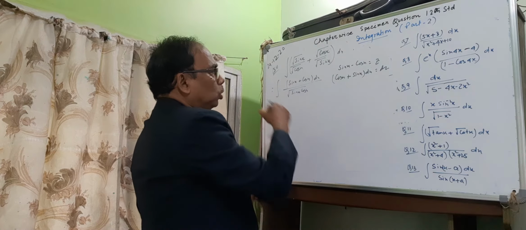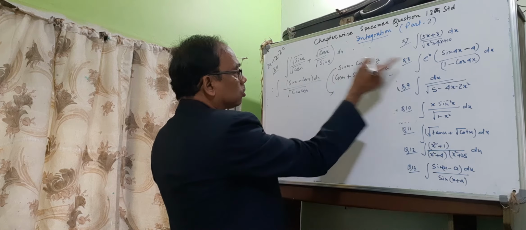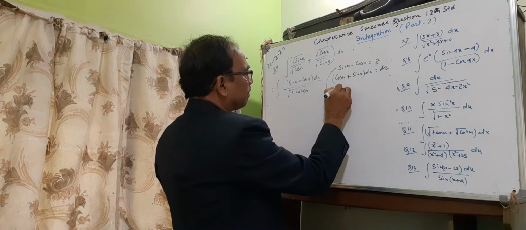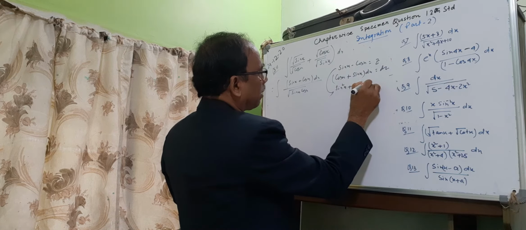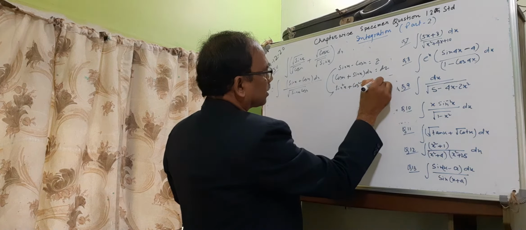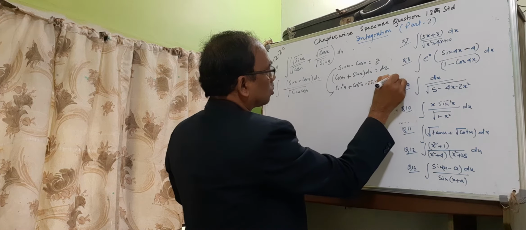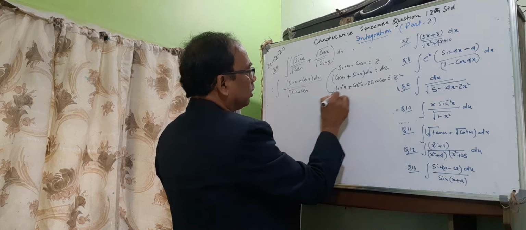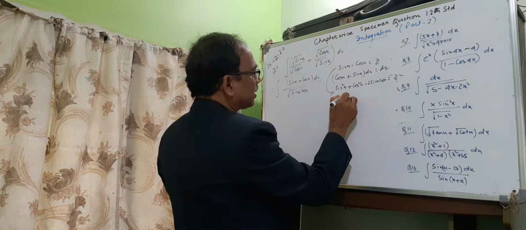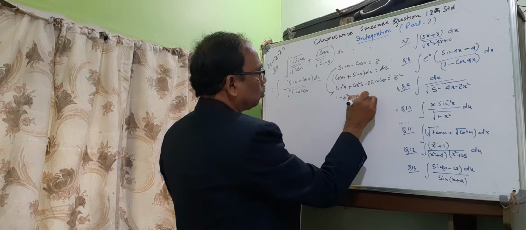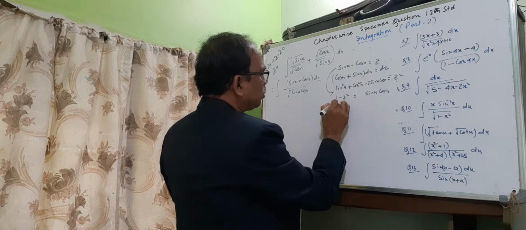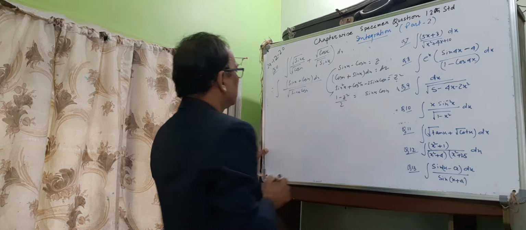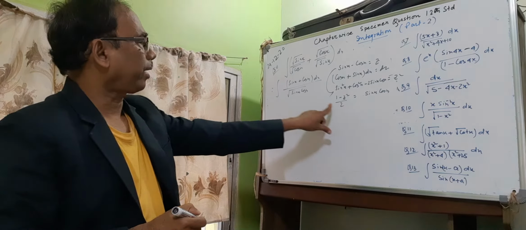Now we got the numerator. Squaring this, we get sin square x plus cos square x minus 2 sin x cos x equals z square. This is 1, so 1 minus z square equals 2 sin x cos x. Dividing by 2, this is sin x cos x. So instead of root of sin x cos x, we can write this.